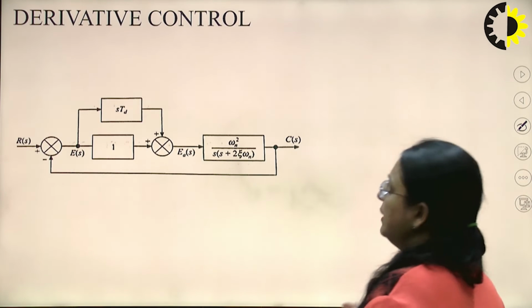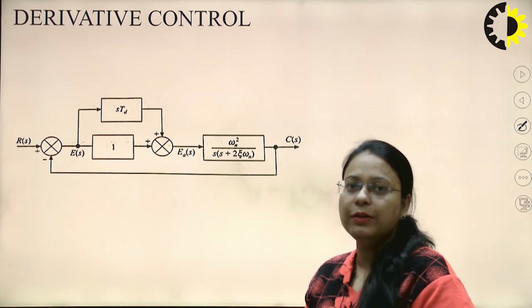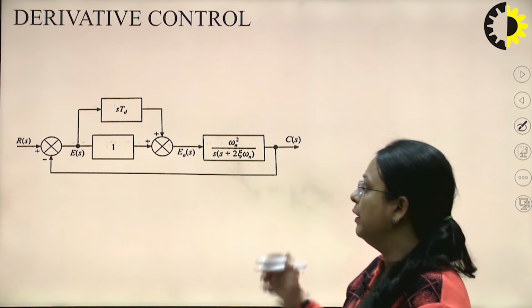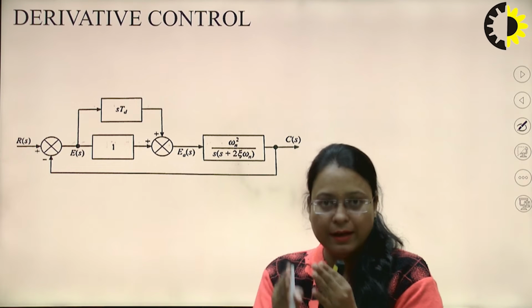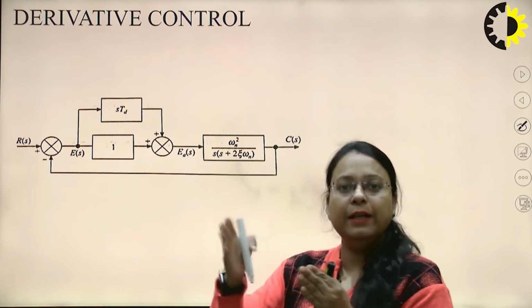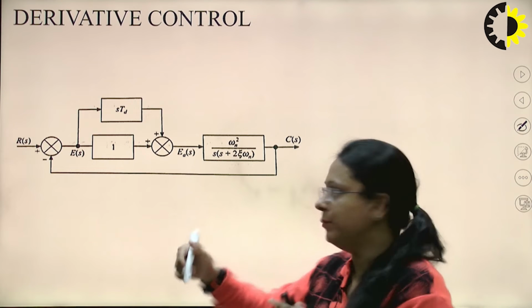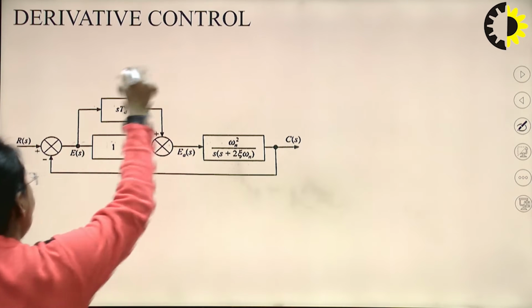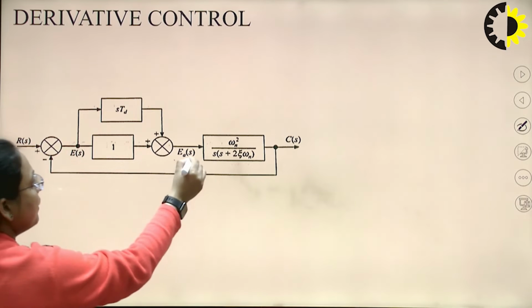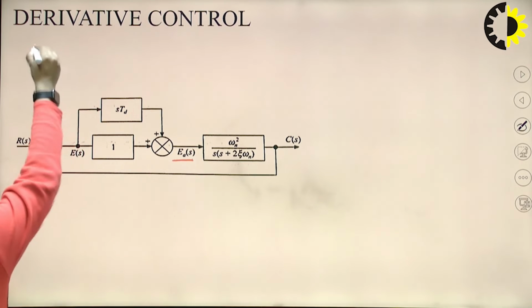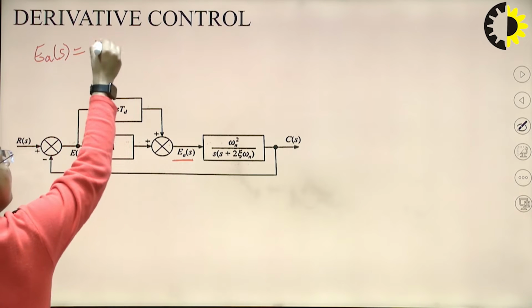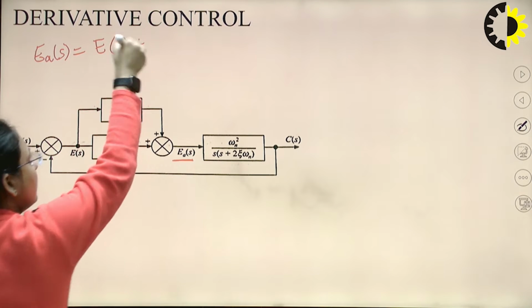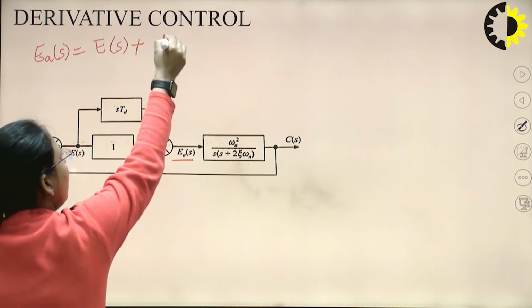Now coming to the derivative controller. The derivative controller includes the error signal. It will be the sum of the error signal and the derivative of the error signal. That means the actuating signal, which I am representing here by E_a(s), will be the sum of the error signal plus the derivative of the error signal.